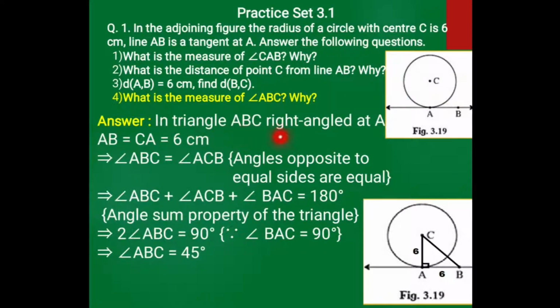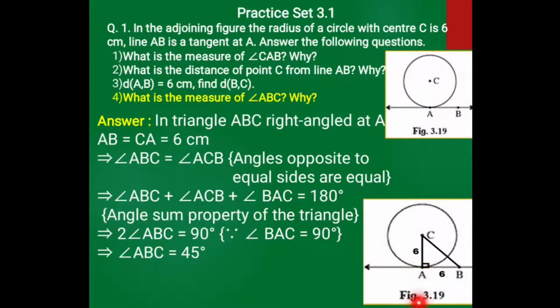in triangle ABC, right angle at A, AB equals CA equals 6 centimeters. That implies angle ABC equals angle ACB. So we write here: angles opposite to equal sides are equal. Now if we add the angles, their sum equals 180 degrees. So we use here angle ABC plus angle ACB plus angle BAC equals 180 degrees.